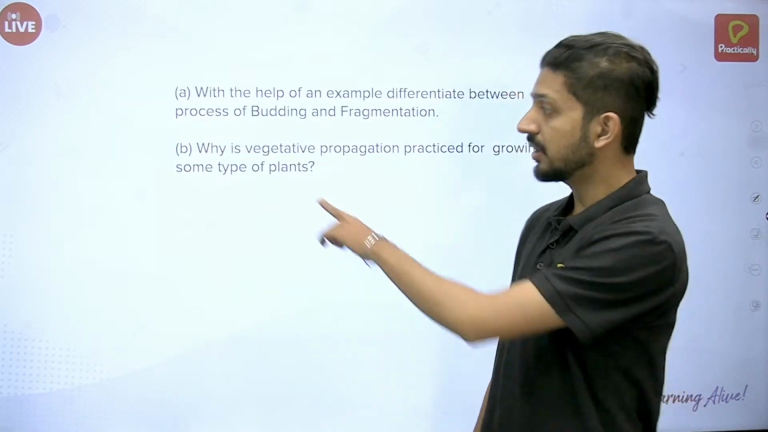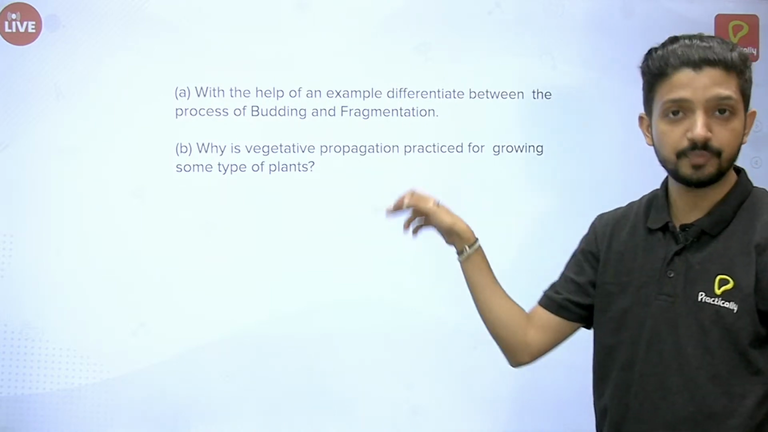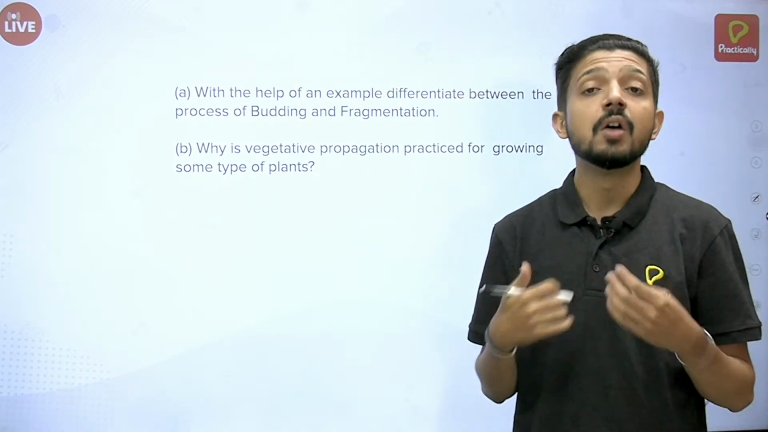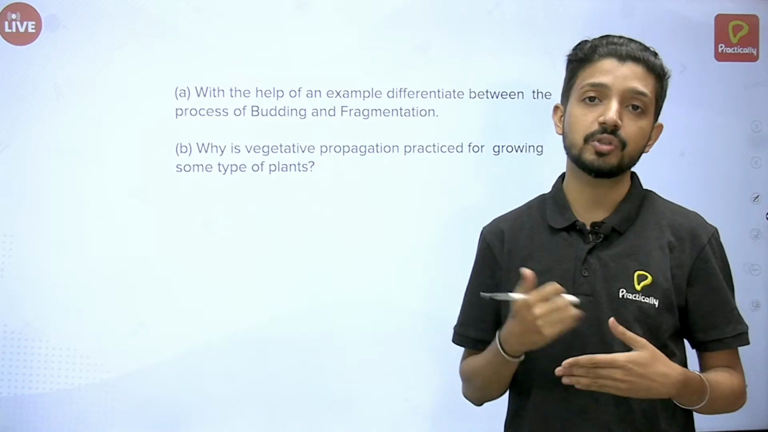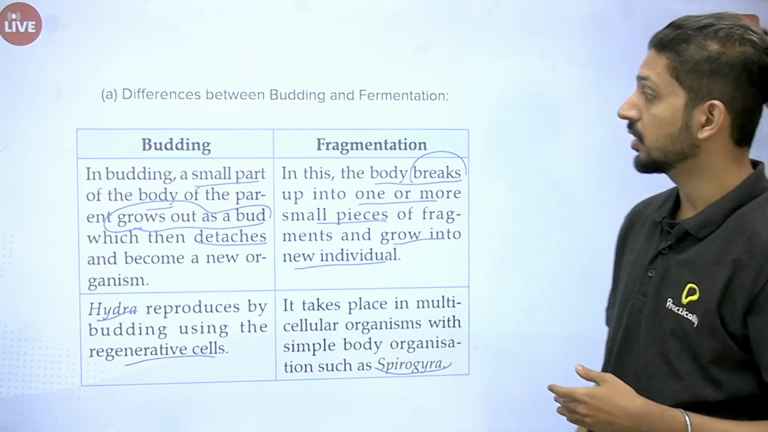Moving on to the second part of the question: why is vegetative propagation practiced for growing some types of plants? I mean, basically they are asking, what are the advantages of vegetative propagation? So you have to write the advantages of vegetative propagation over here. What are those?